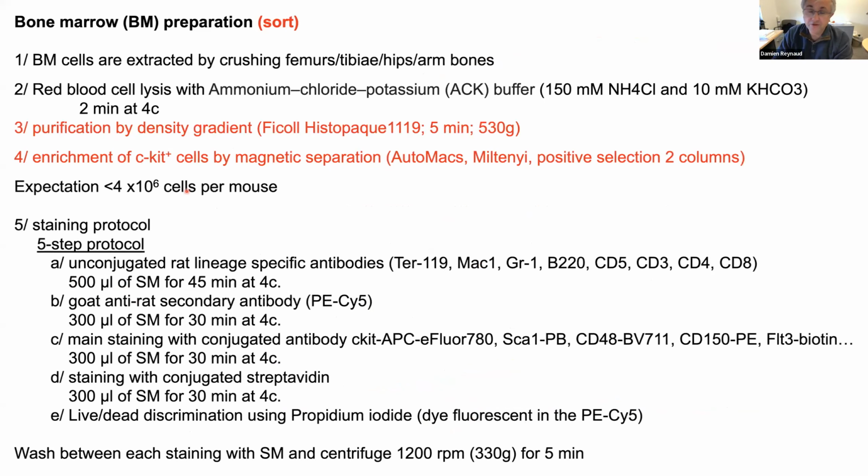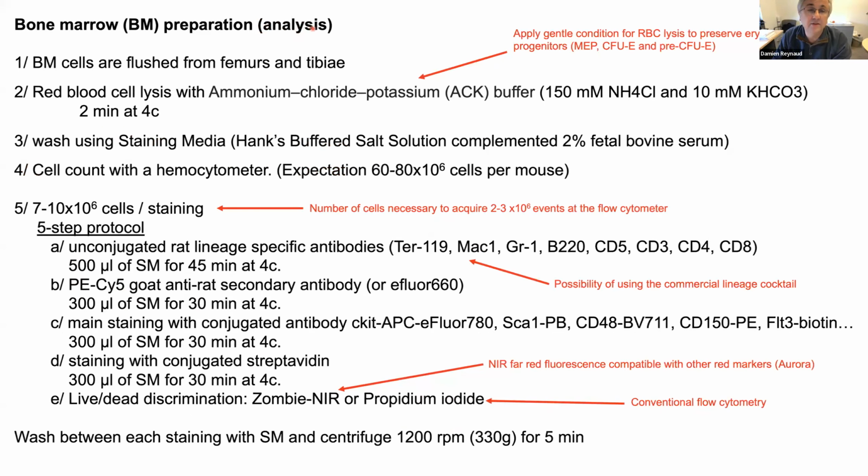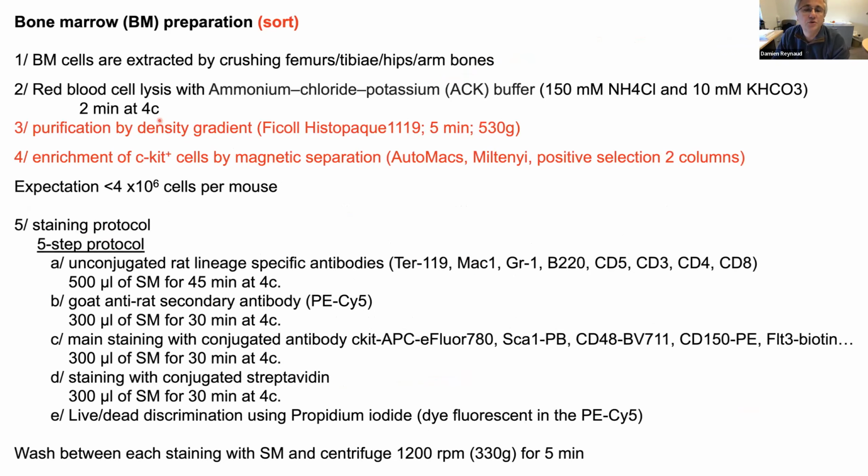This slide is for when you do analysis and just want a couple of million events to see your population. If you want to do sorting and have a quantitative preparation, we use an adapted protocol. In this case, we extract the cells by crushing the bone. We crush femur, tibia, hips, and arm, and so you dramatically increase the number of hematopoietic cells that you recover. By flushing, we have about 60 or 80 million cells.